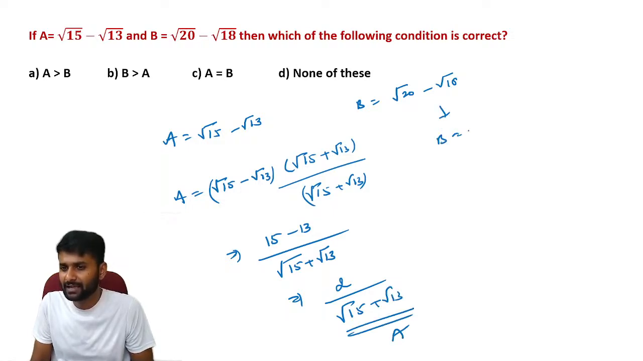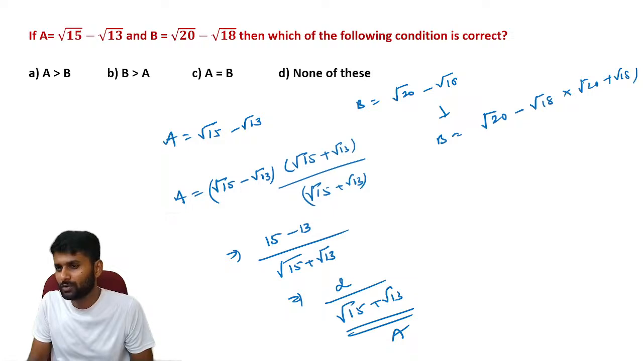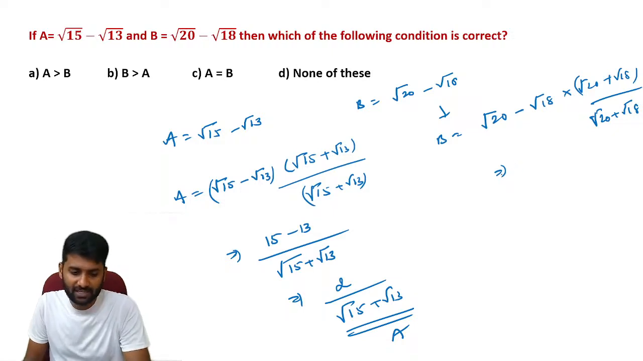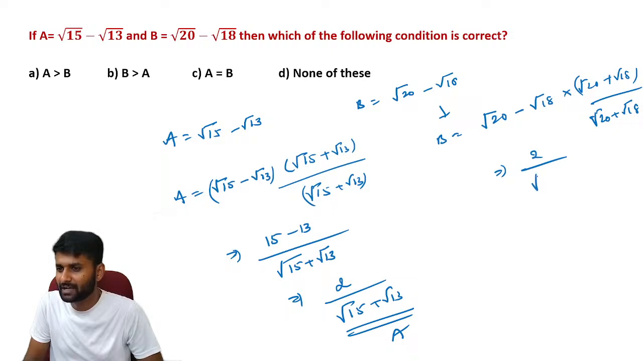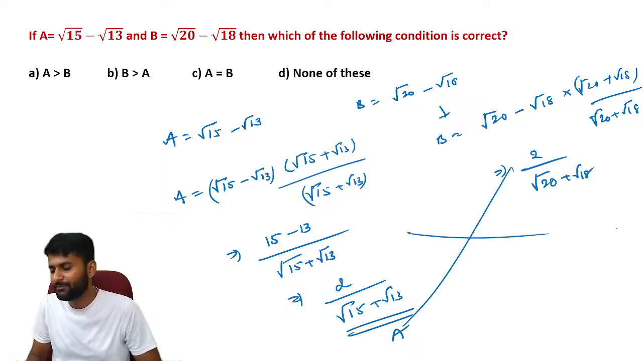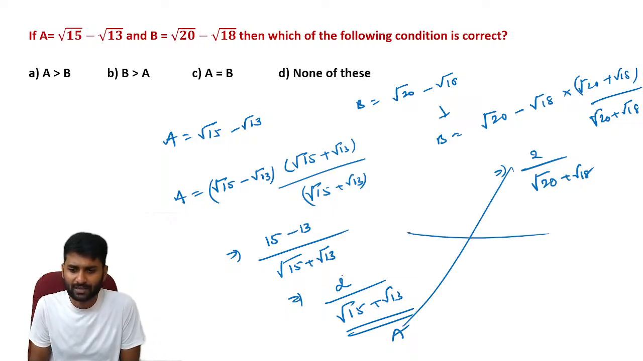Let's find out b. Again the same simplification. Multiply and divide by root over 20 plus root over 18 in both numerator and denominator. For the simplification, a plus b into a minus b is a square minus b square. It is 2 divided by root over 20 plus root over 18. Now if you want to compare a and b, in any fraction comparison, just cross multiply. So 2 cancels.